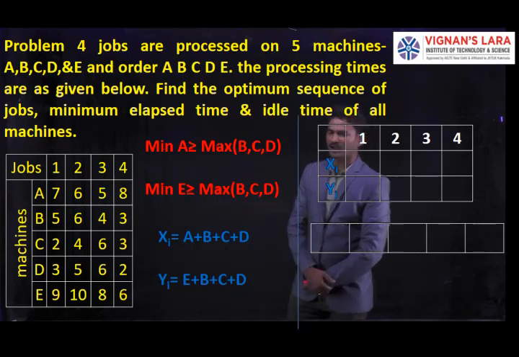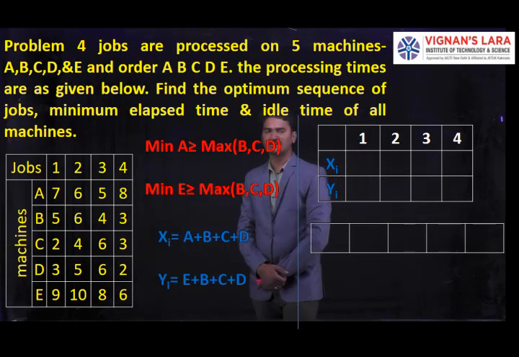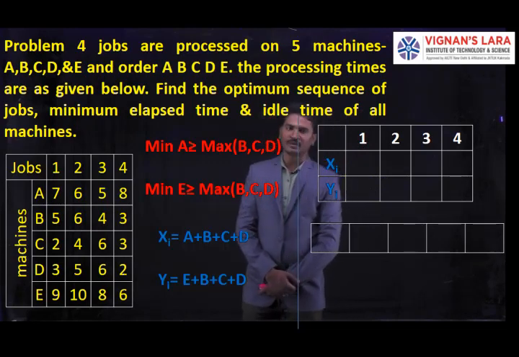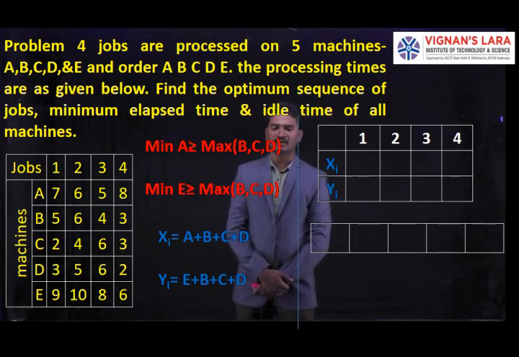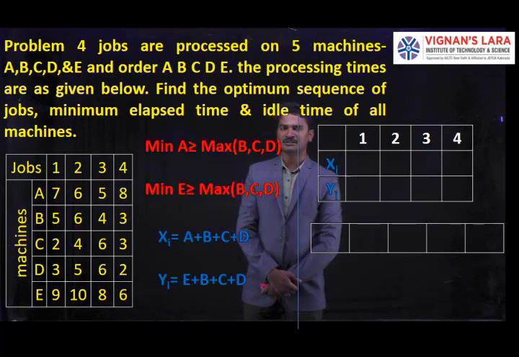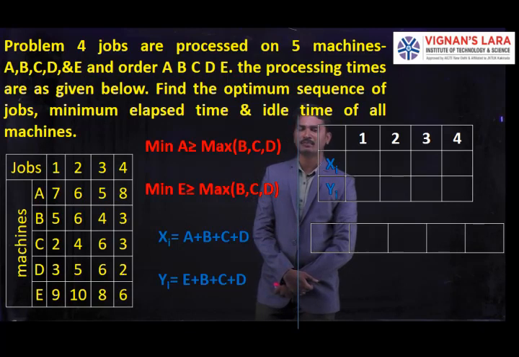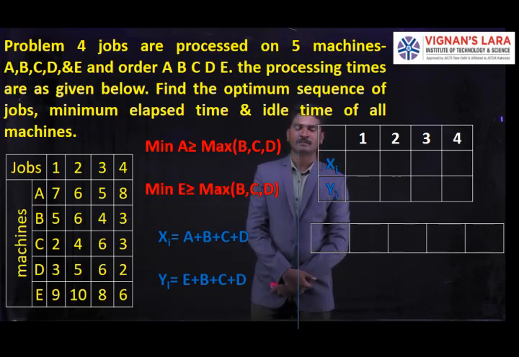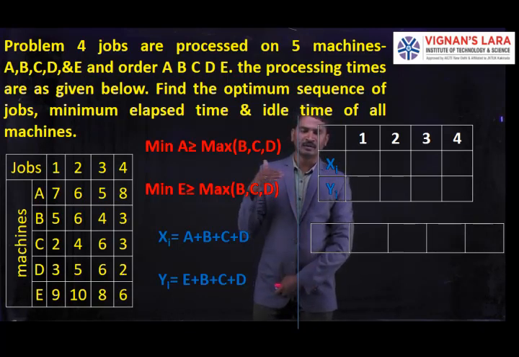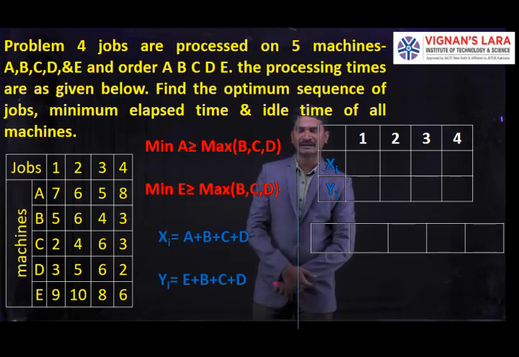First of all we have to convert this n jobs m machines problem into n jobs 2 machines, then we solve. For converting to n jobs 2 machines, we have one formula: minimum of A is greater than or equal to maximum of B, C, D. It means the minimum value of the first machine is compared to the remaining machines other than the last machine. Those values must be greater than or equal to.